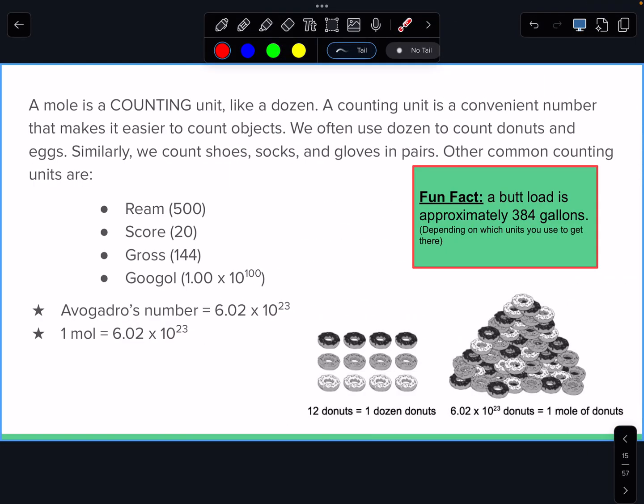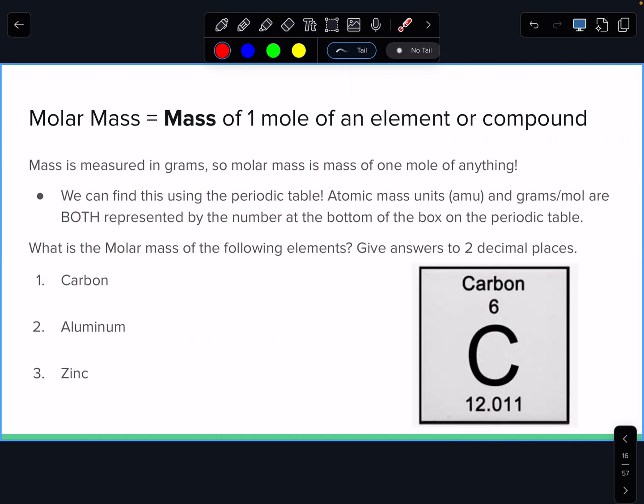Okay, so like we said, a mole is a counting unit like a dozen, okay? But unlike being able to count a dozen of things very easily, we can't count to a mole of things, and so we're going to be doing it by mass, okay? So molar mass equals the mass of 1 mole of a compound. Mass is measured in grams, so molar mass can be 1 mole of anything. Okay, we can find this by using the periodic table.